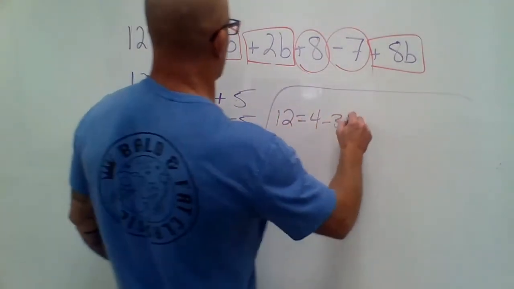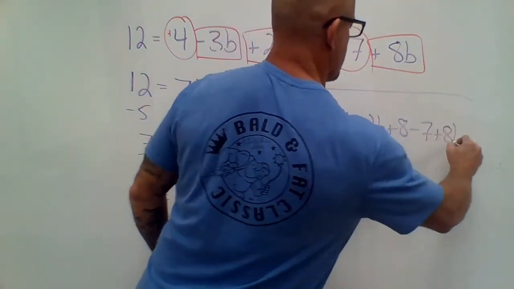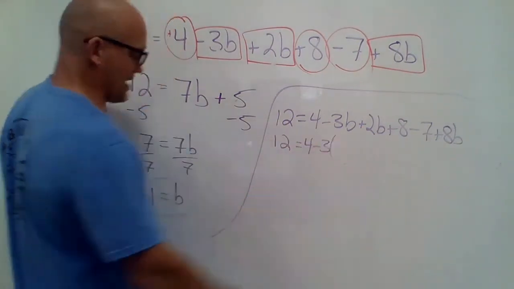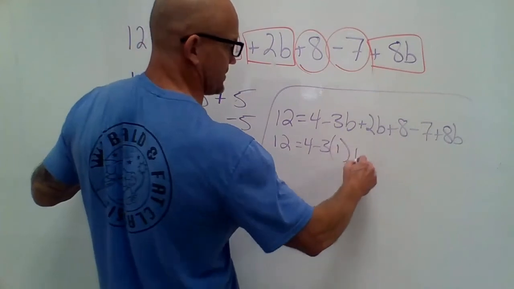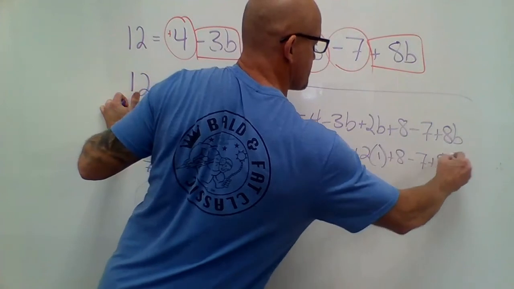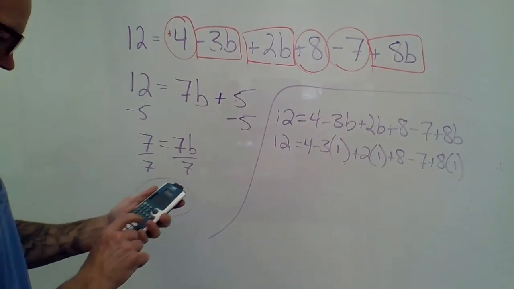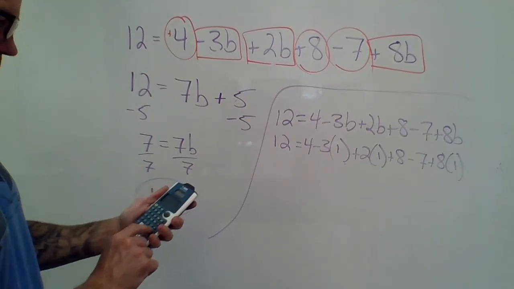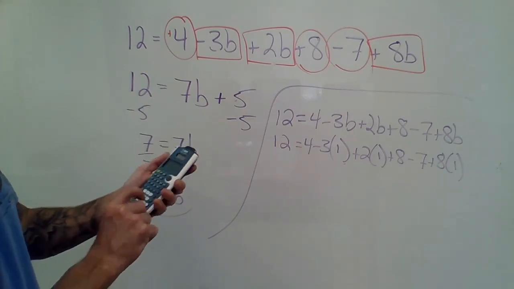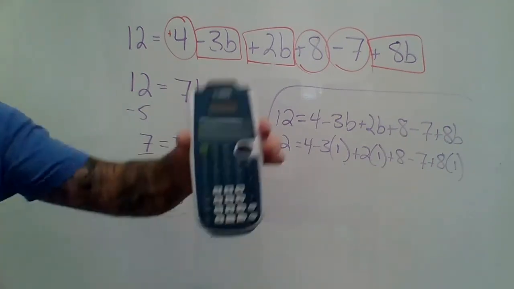We're going to rewrite the initial equation because we always want to go back to the start. I'm then going to go ahead and substitute in what I think b is. We think it's 1. I think it's 1. I hope you also think it's 1. And then we're going to check and see what we got. So grab my calculator here. I'm going to punch in 4 minus 3 times 1 plus 2 times 1 plus 8 minus 7 plus 8 times 1. And I got 12.